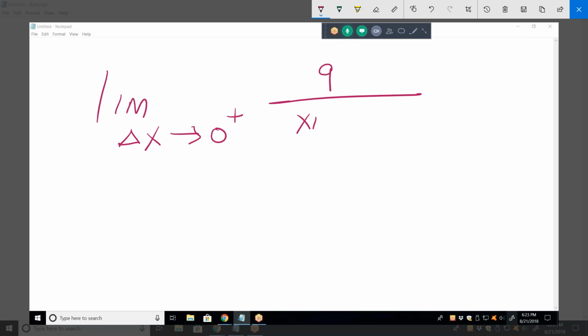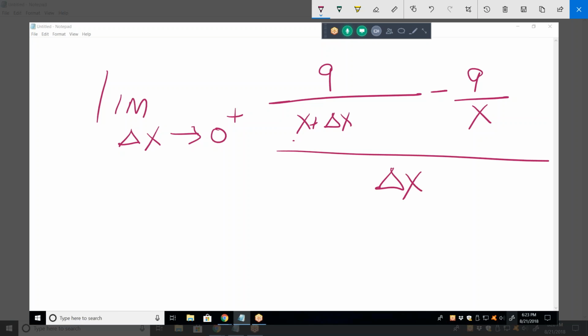Okay. So it's limit as delta x approaches 0 from the right side. And then the function is 9 over x plus delta x minus 9 over x, all over delta x. It's a compound fraction. Oh, no. It's not x plus delta x minus 9. It's 9 over x plus delta x, and then a separate fraction, minus 9 over x. Okay, I get you now. Yeah, like that. And then this entire fraction over delta x.